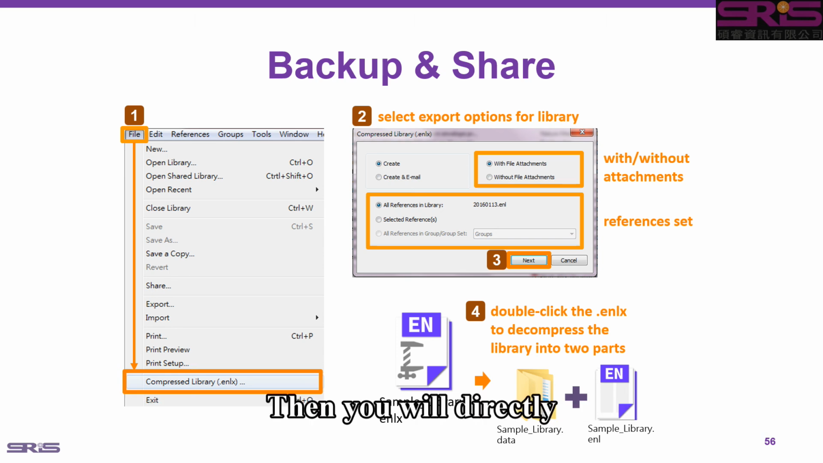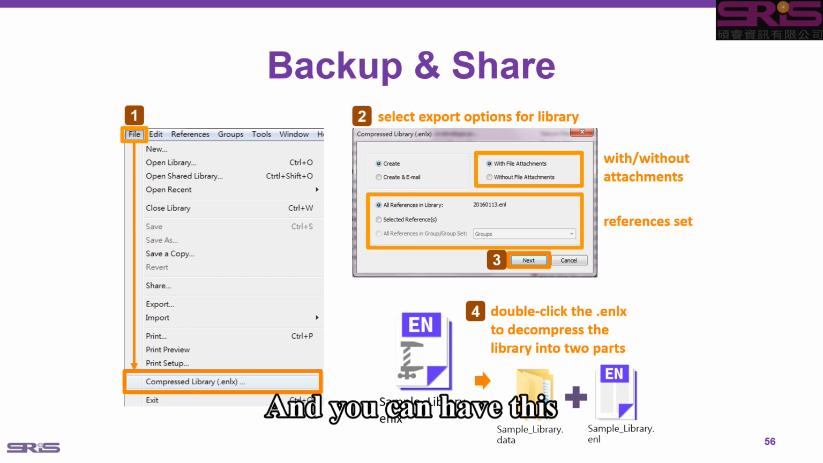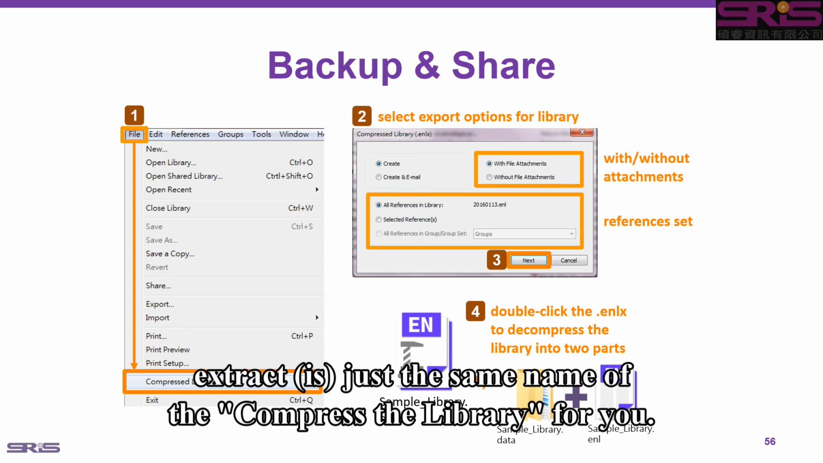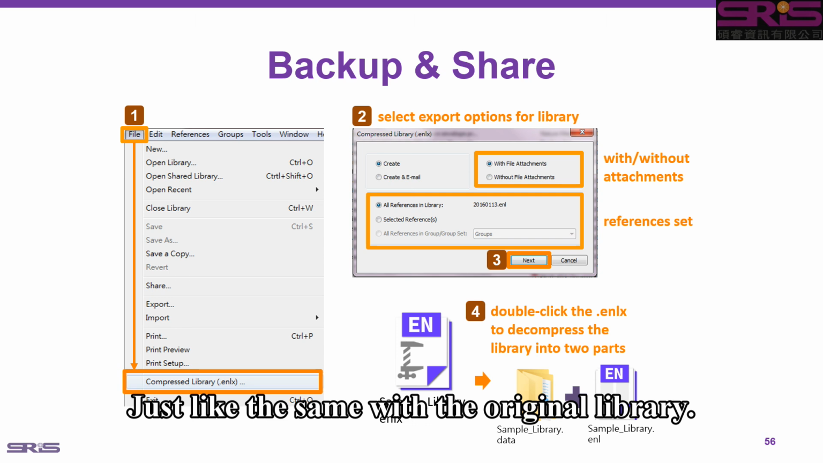Then it will automatically extract this file for you, and you can have this library. And you may find this will extract with just the same name as the compressed library for you. It will extract to two files, the ENL and the data file, just like the original library. Okay.